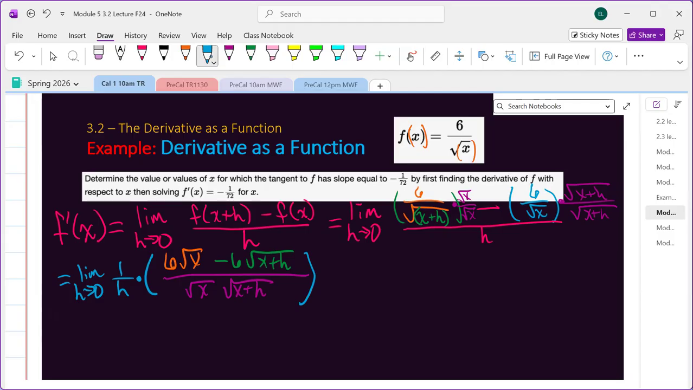Still no way to cancel my h. But I put the fractions together at least. Now on top, I've got two things being subtracted with a square root in there. So I'm going to multiply by the conjugate. So it's going to look pretty gnarly. So our conjugate is 6 square root of x and then plus 6 square root of x plus h. And then I'm going to write that on the bottom as well. 6 square roots of x plus 6 square root of x plus h.